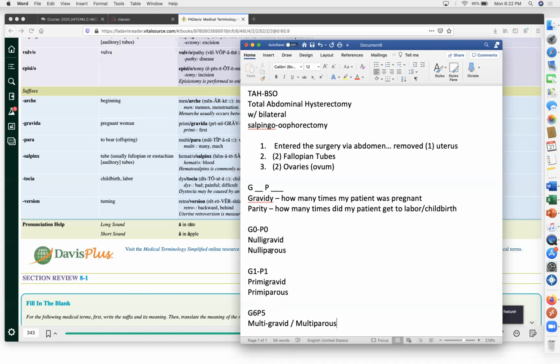But for my exam, if someone's never been pregnant, never had labor, nulligravid, nulliparous. First time, primigravid, primiparous. Whole bunch of times, multigravid, multiparous. Okay? And that is the first part of what they call in obstetrics the telephone code.